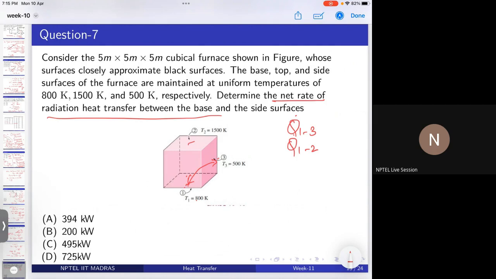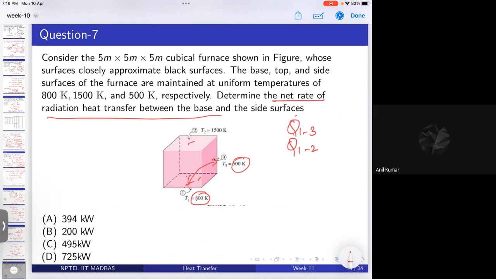From here, this is 800, this is 500. So there will be a net heat transfer from here to here. Are you agreeing with me or not? Because of this temperature difference. What about the other surfaces? You forget them now. It's asking about between this and this only. Then there will be radiation. Yeah, radiation only.